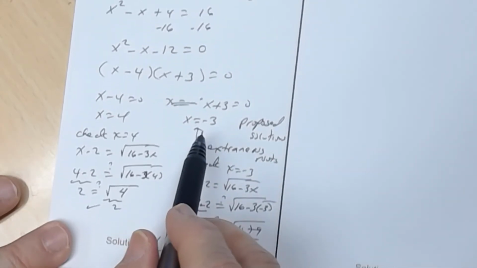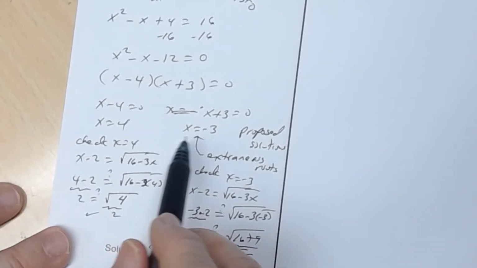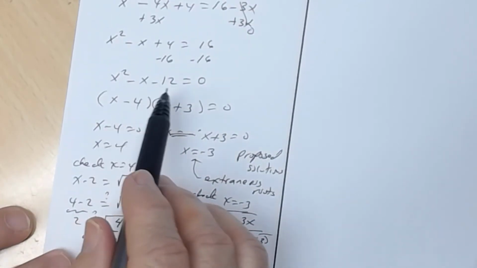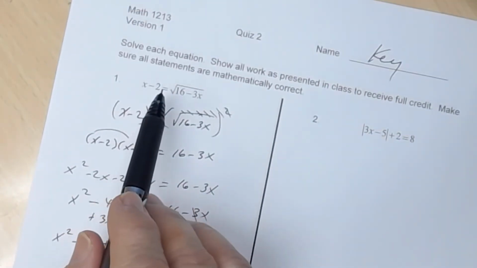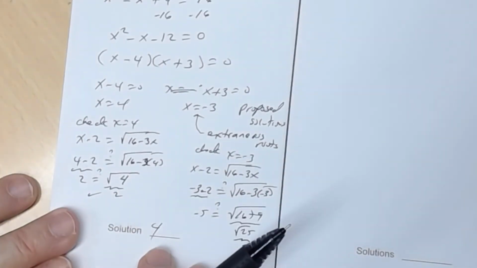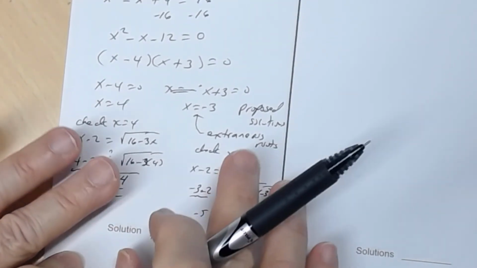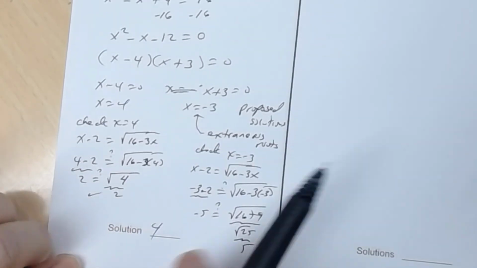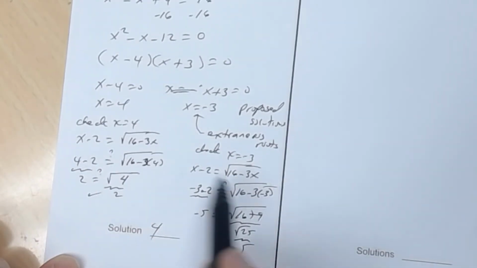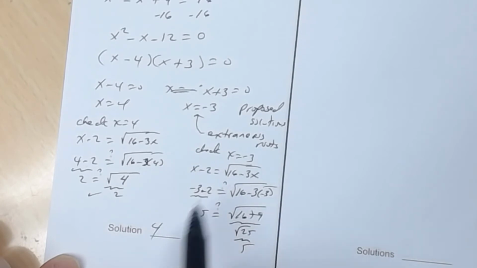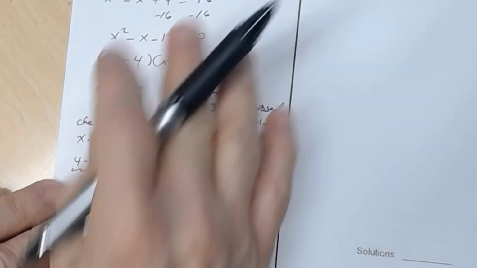So it's a solution to the quadratic equation, but it's not a solution to the radical equation. So the only solution to number 1 is 4. You had to show all this, though. You had to indicate that this was extraneous. You had to show that you did check for extraneous roots. That was all part of the deal right here.